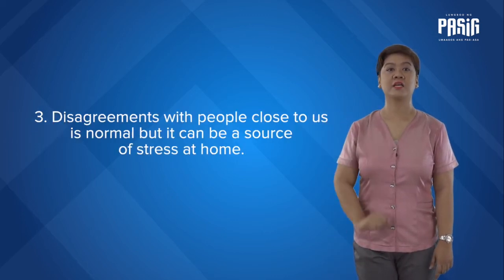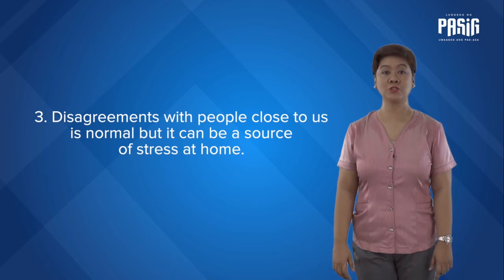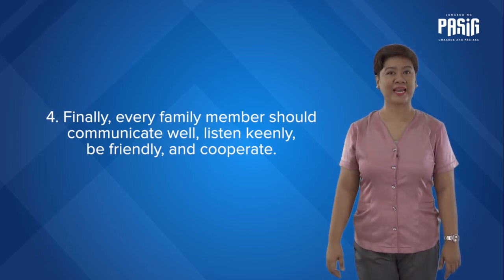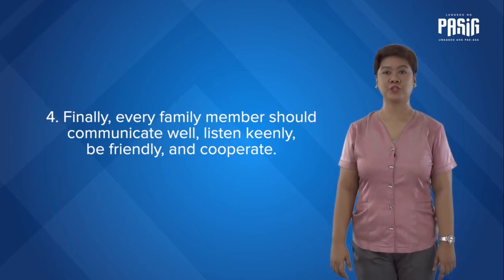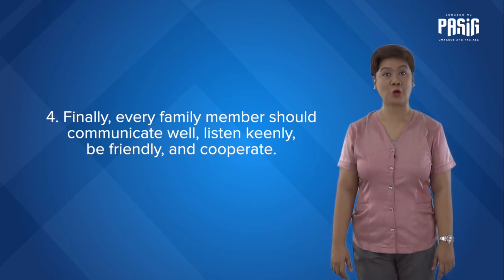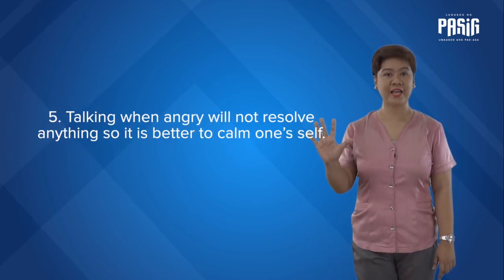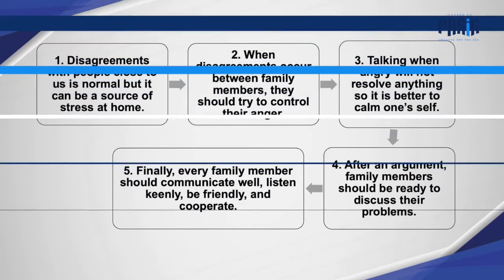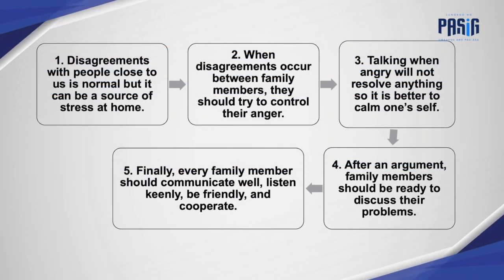Number 3. Disagreements with people close to us is normal, but it can be a source of stress at home. Number 4. Finally, every family member should communicate well, listen keenly, be friendly, and cooperate. And number 5, talking when angry will not resolve anything, so it is better to calm oneself. Here are the correct answers.